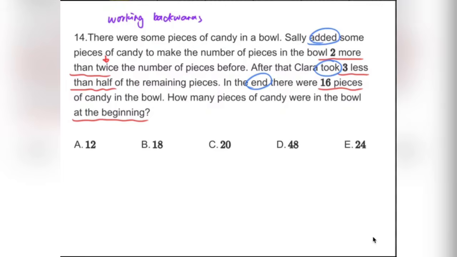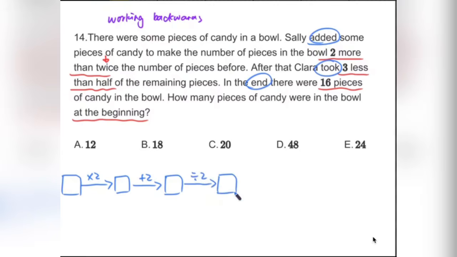Following this, let's try to draw out the train diagram. Okay, there are some candies. Then firstly, added 2 more than twice. Added, so here times 2, then plus 2. Then following this, took 3 less than half. Took 3 less than half. So firstly, divided by 2. And then, did we really take half? No, that is 3 less, right? So actually, if you took half, you took more. You need to return 3 candies. That is why, plus 3. Then in the end, we know that the answer is 16.